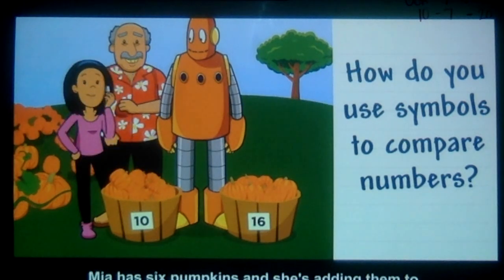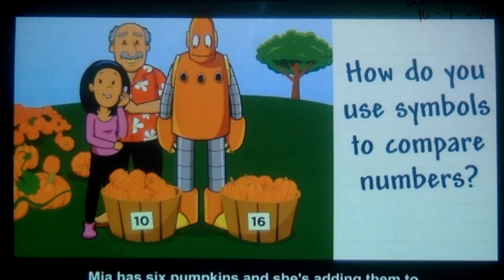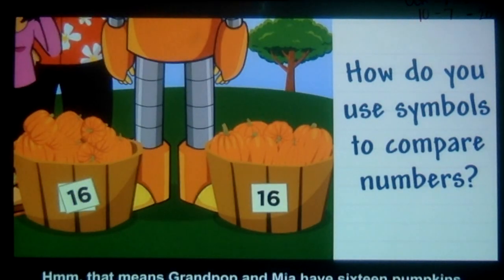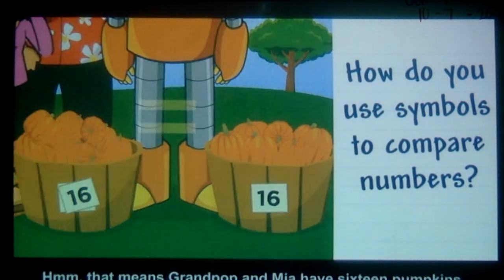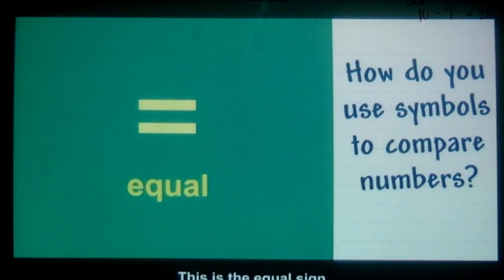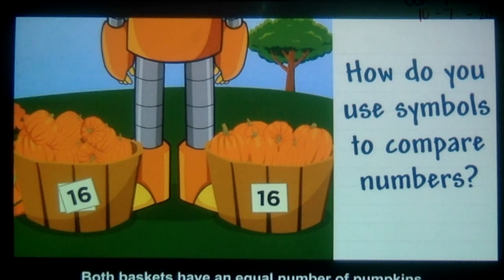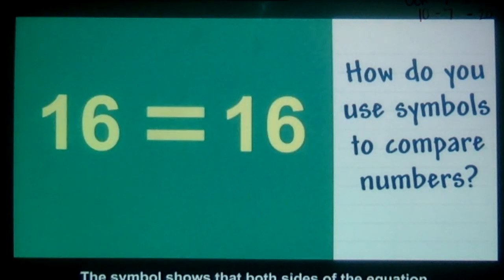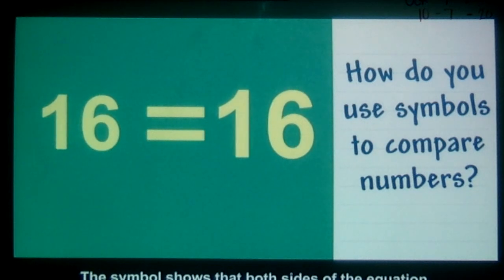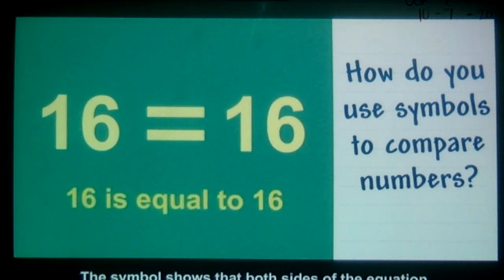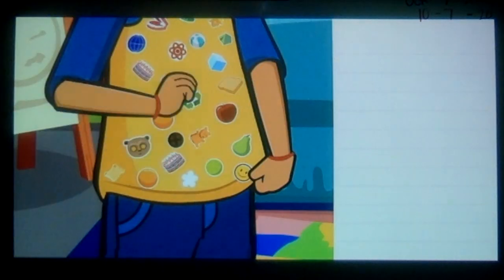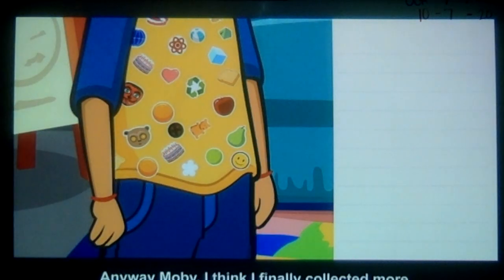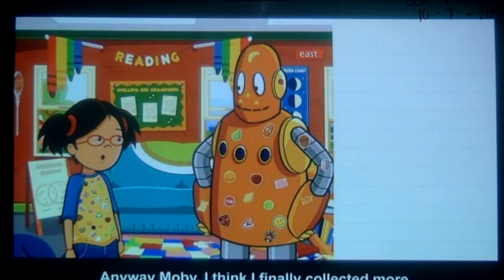Mia has 6 pumpkins, and she's adding them to Grandpop's basket. That means Grandpop and Mia have 16 pumpkins. That's the same number as you, Moby. This is the equal sign. Both baskets have an equal number of pumpkins. The symbol shows that both sides of the equation equal the same amount. Anyway, Moby, I think I've finally collected more stickers than you.